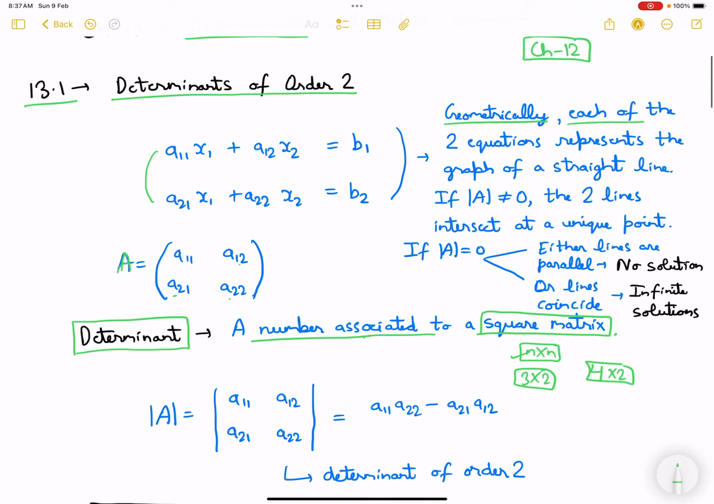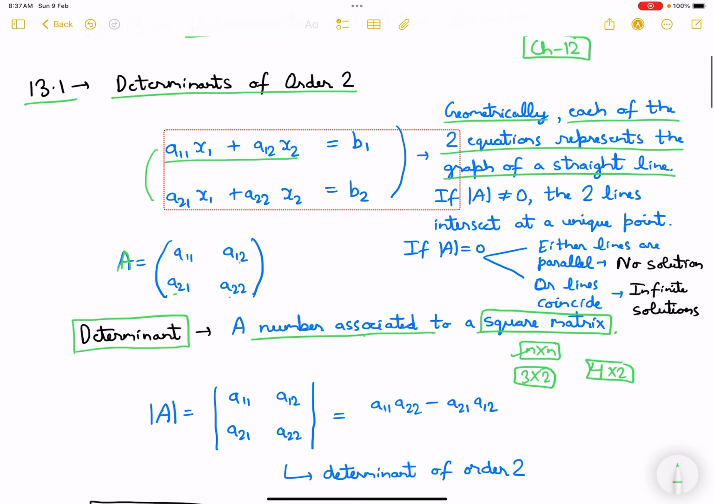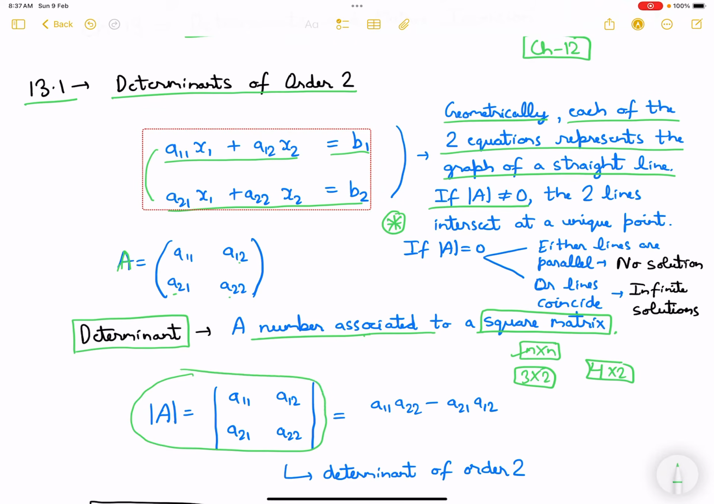Now, geometrically, each of the two equations represents the graph of a straight line, because these are linear equations. So this result is important: if a determinant is not equal to 0, then the two lines intersect at a unique point, and hence it would be a unique solution.